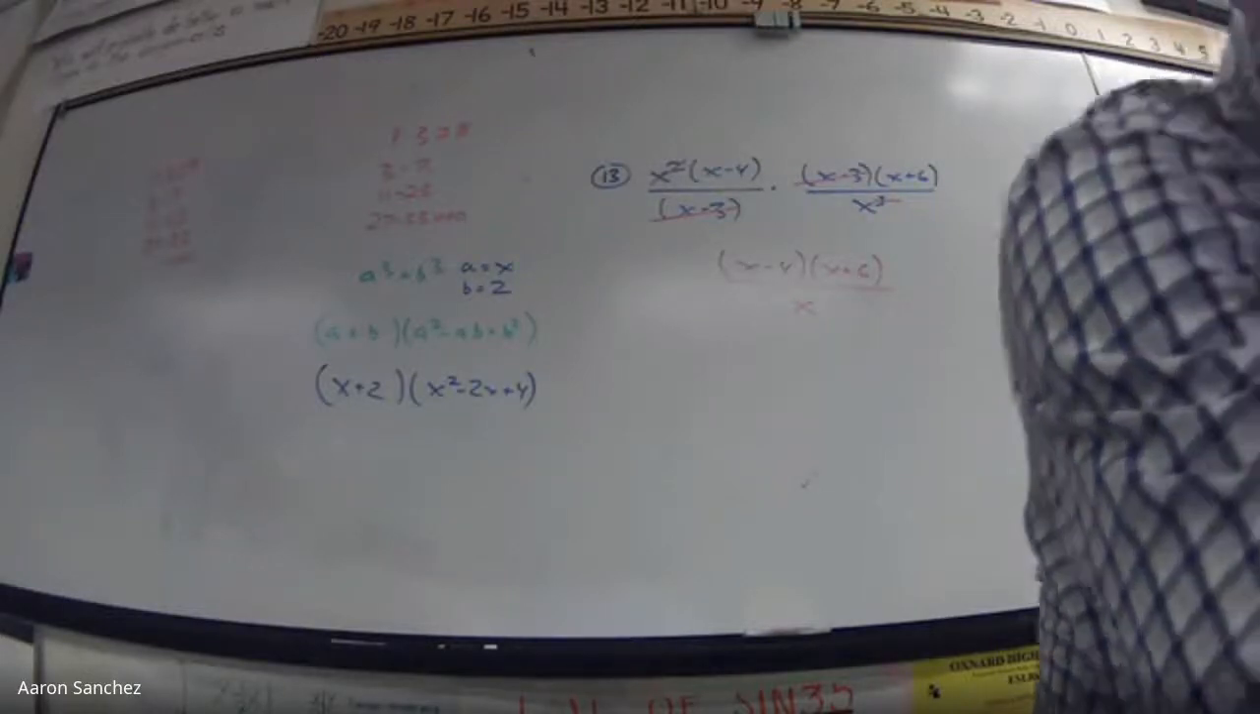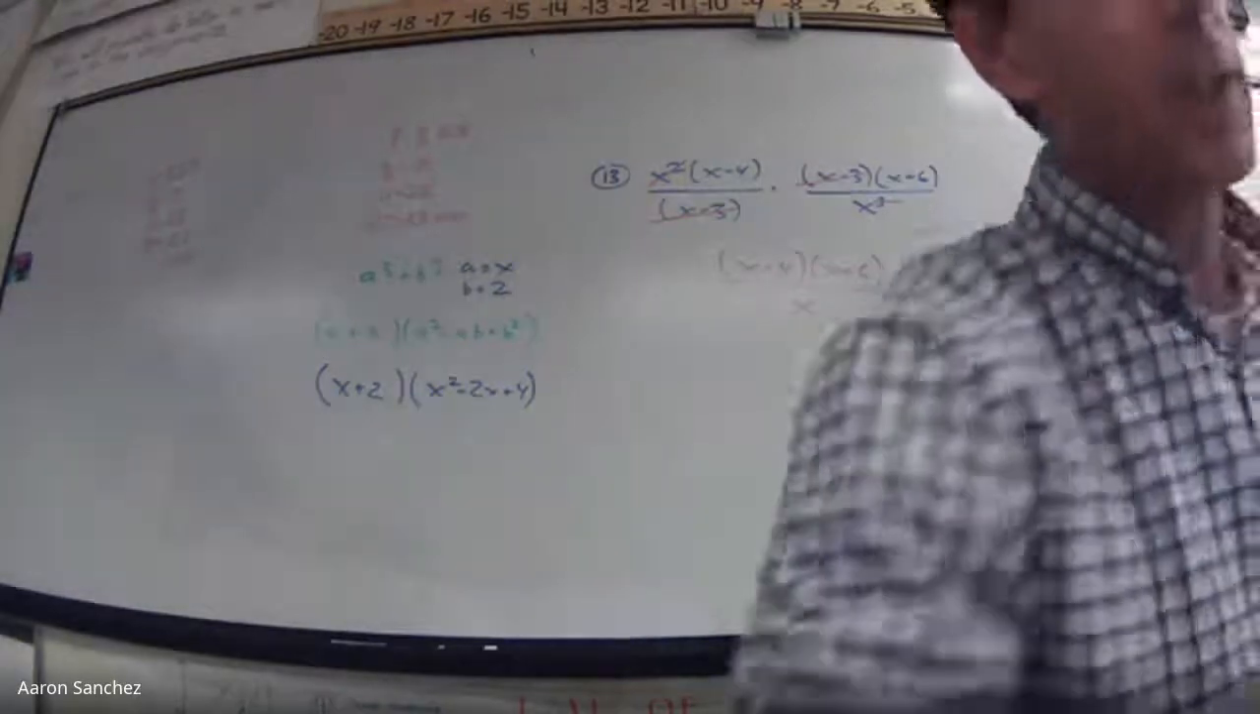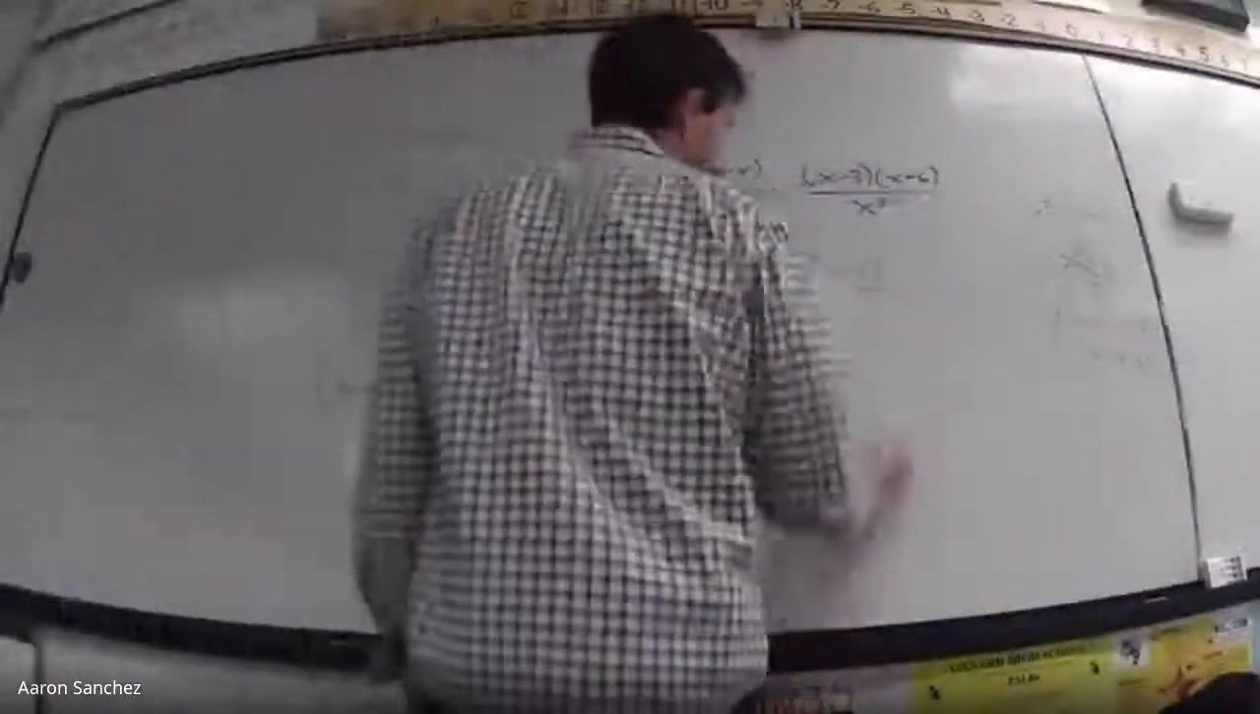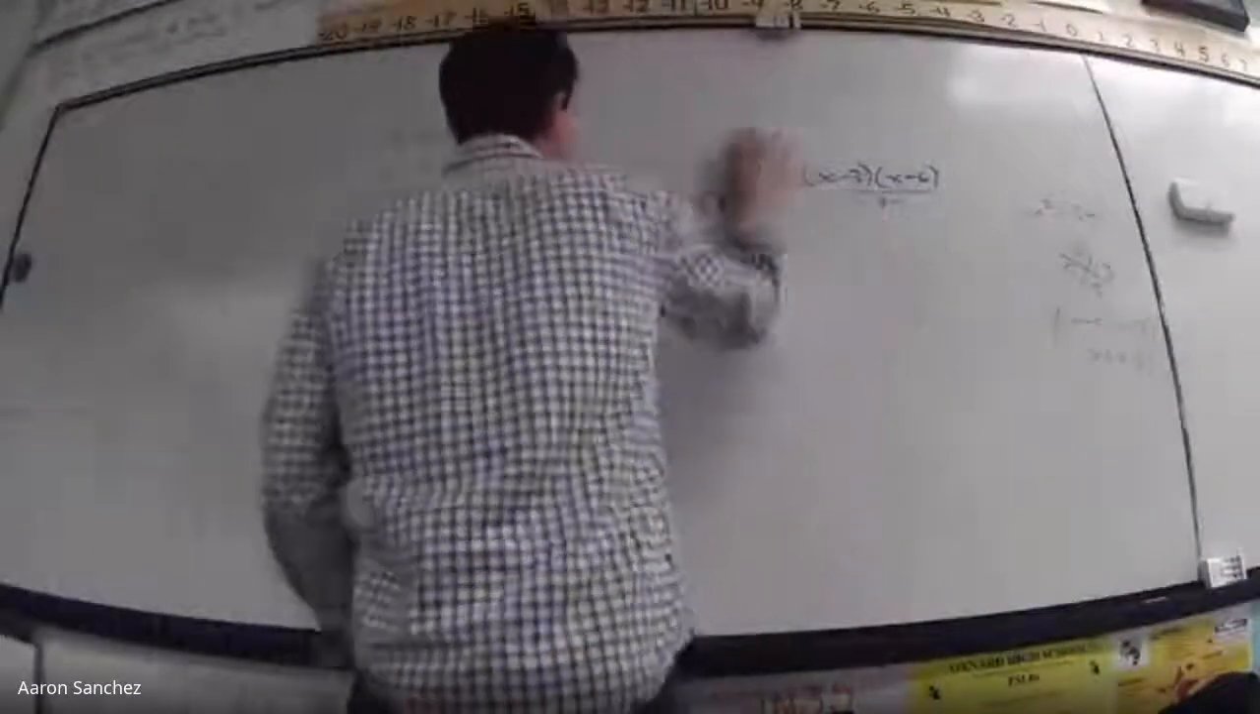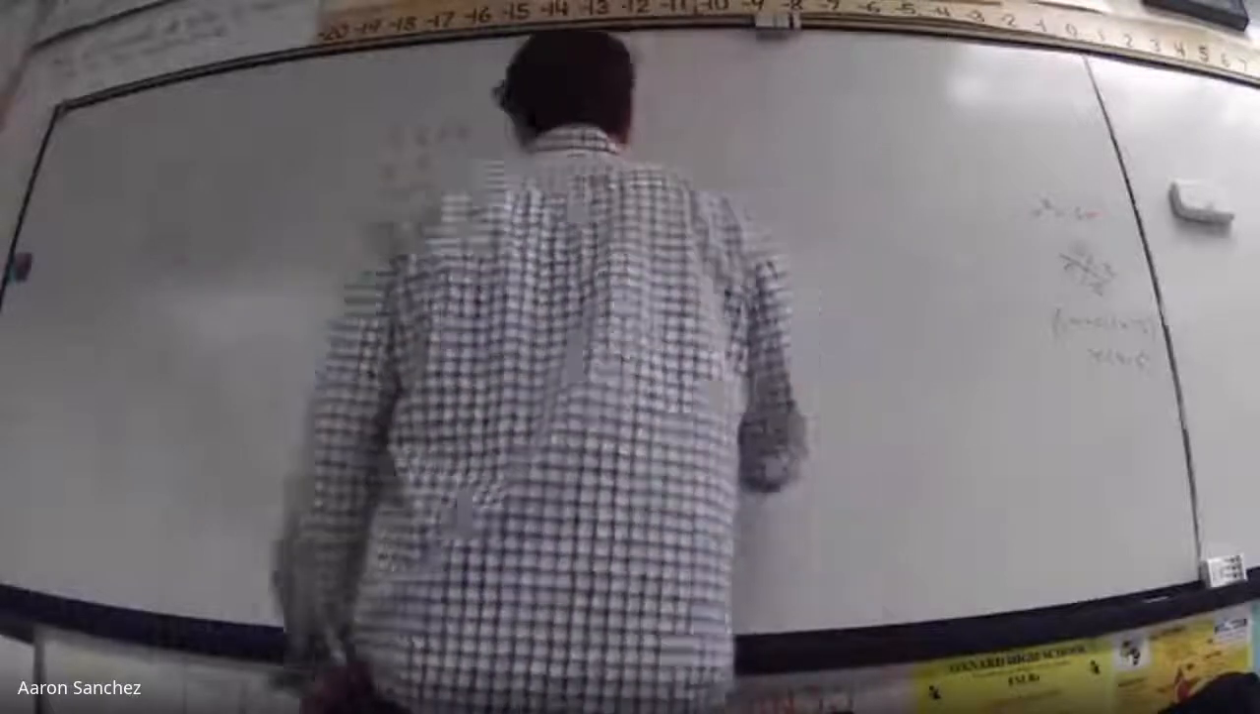I'm going to go to 17, and then we're going to division, okay? So all the others I think are pretty self-explanatory. 17 is just, well, let's just go to 17.